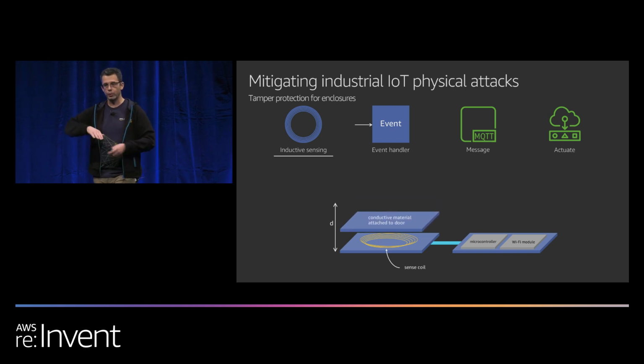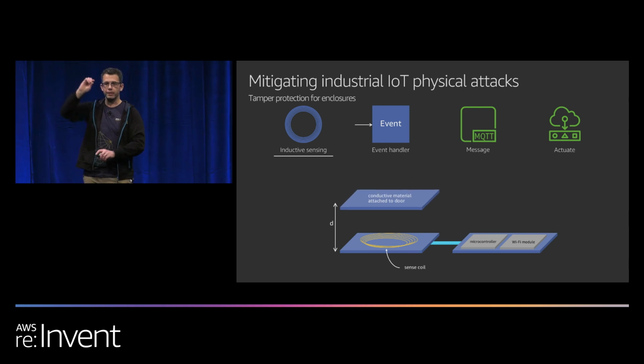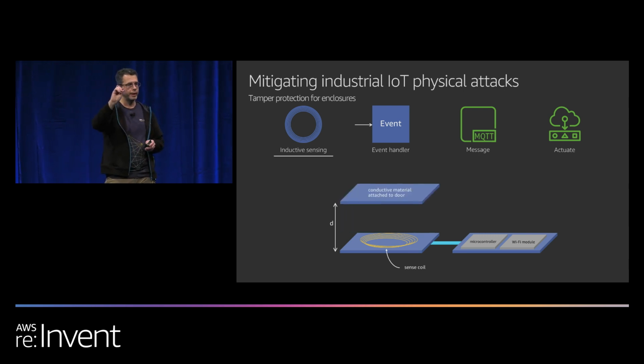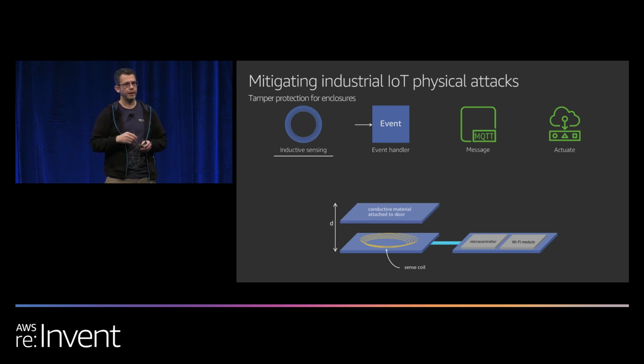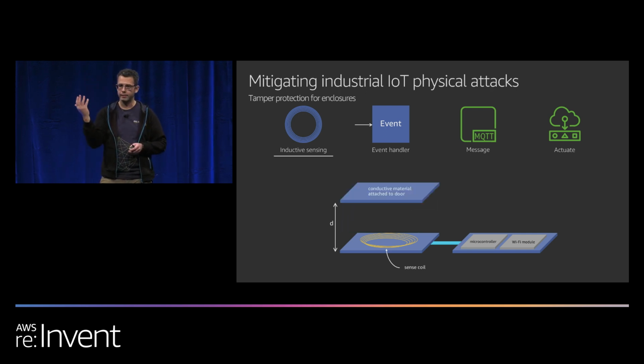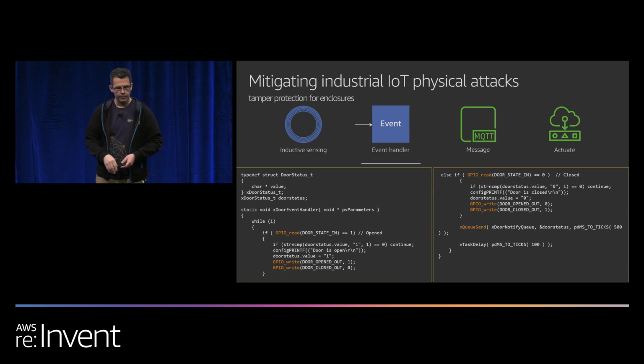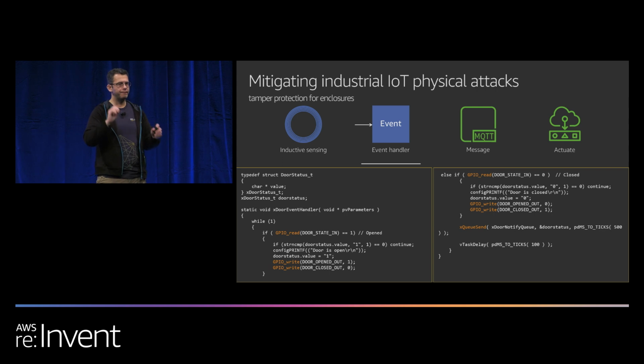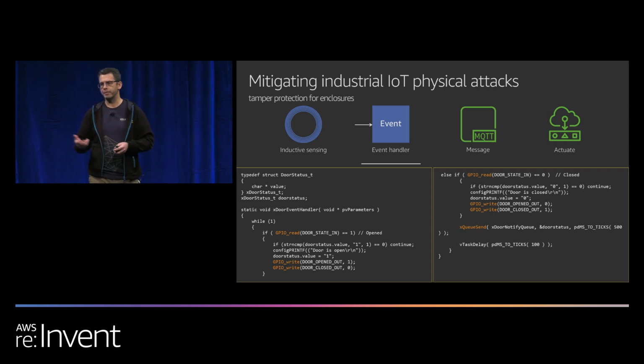Which is really cool. When the door opens and goes away from the metal, and it's super sensitive, so less than a millimeter going away, it will trigger a GPIO by pulling it high. So in Amazon FreeRTOS, we have the ability to manage the priority of that sensing in order to effectively trigger these types of events.